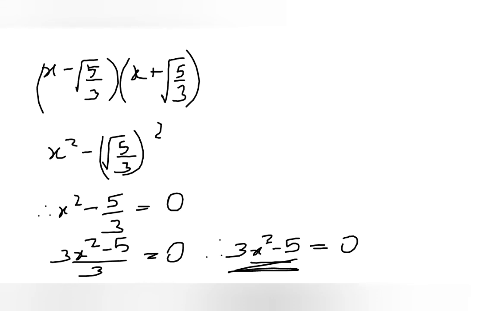So the answer will be 0, and then what you get as the quotient, you have to factorize it, and you will get 2 zeros from that quotient, and another 2 zeros are already with you, that is root 5 upon 3 and minus root 5 upon 3. So those 2 zeros and these 2 zeros give us a total of 4 zeros, and since the degree of the polynomial given in the third question is 4, we are correct, and the zeros will be found out in that way.